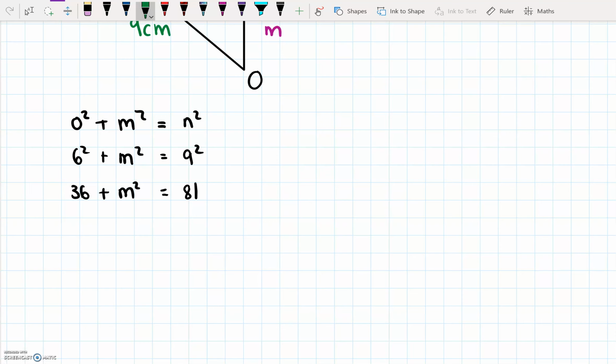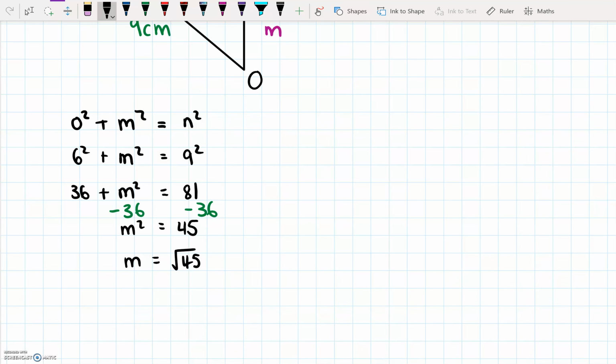Now we just need to get m by itself. So on the left side here, we have 36 plus m squared. So we want to get rid of that 36. So we are minusing 36 from both sides. Now on the left we have m squared, and on the right, we now have 81 minus 36, which is 45. Okay, now we want to find m, so we just write m is equal to the square root of 45.